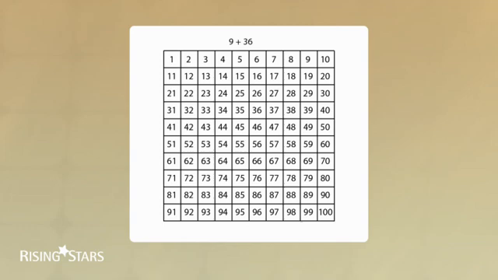The 100 square is a particularly powerful representation. For example, to find 9 add 36, the children would locate 36 on the square and then add 10 by moving 1 down. Then, because they have added 1 too many, they would subtract 1 by moving 1 place to the left.